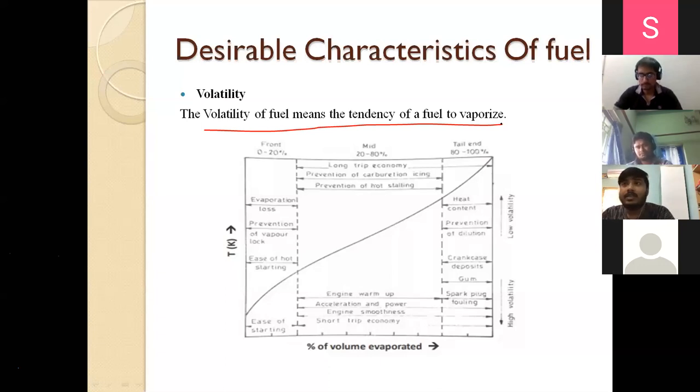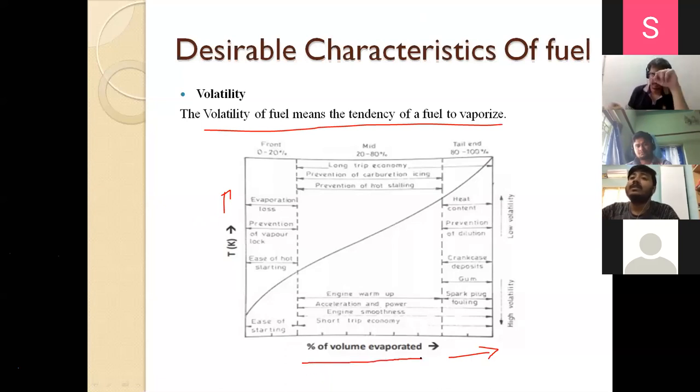So one graph has been shown, the temperature versus the percentage of volume of the fuel evaporated. You can see the graph. Along the y-axis the temperature is given, and along the x-axis is the percentage of the volume evaporated. On the upper portion, it is marked as the front portion, the mid portion, and the tail end portion. I'll tell you one by one the advantages and disadvantages of these three portions. First, the front portion.